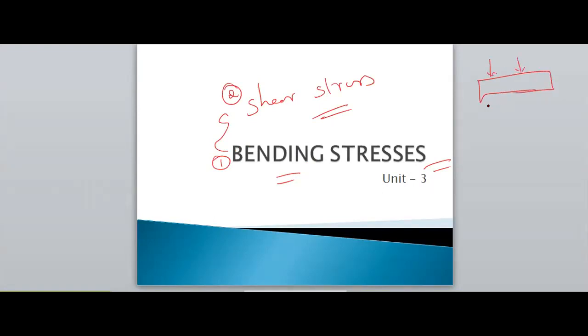The beam having a shear force, due to these shear forces and the loads, the beam bends. So this bending means we get a bending stress, and due to this shear force, a thrust force will also be created inside the beams, which we call the shear stress. So I need to calculate the shear stresses and bending stresses in the beams. So the first chapter in this third unit is bending stresses.